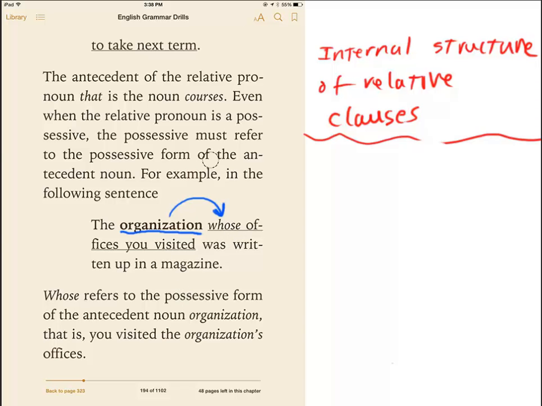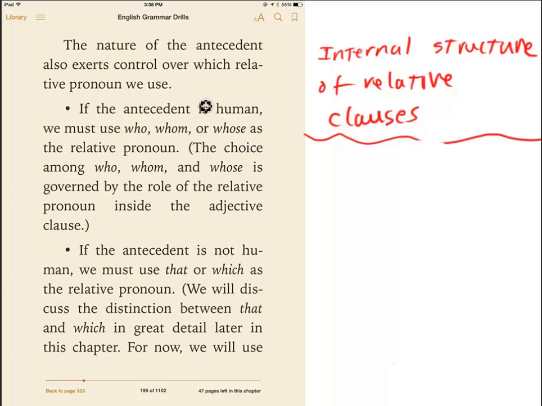So you can see whose is the proper possessive. It says the nature of the antecedent also exerts control over which relative pronoun you use. If the noun is human, we use who, whom, and whose.